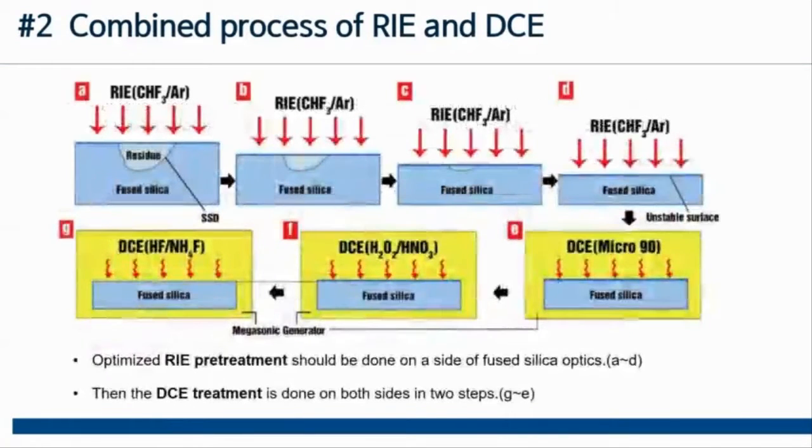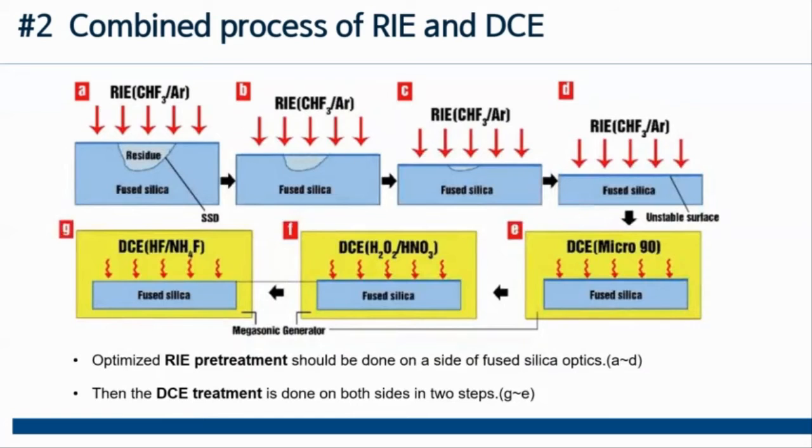The optimized RIE pretreatment should be done on the side of fused silica optics and remove the damage precursors near the surface to prevent defects from being worsened by the HF-based etching. It is done in a parallel plate discharge etcher using a CHF3 argon gas mixture. Then, the DCE treatment is done on the fused silica optics in two steps under megasonic conditions.